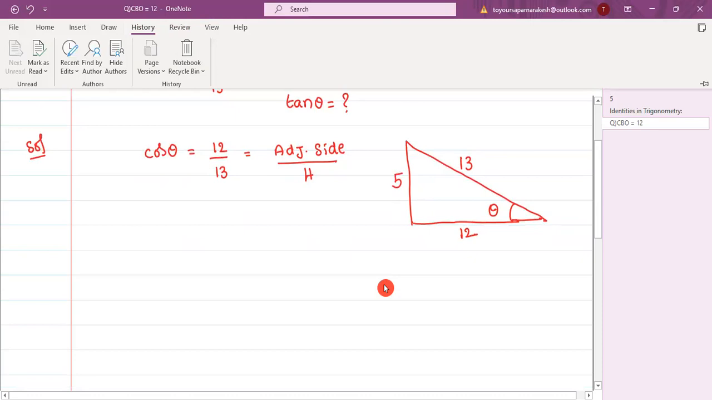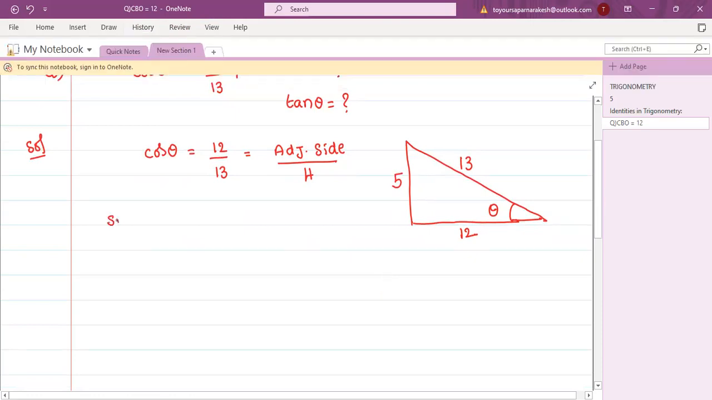So what is the first question? First, we have to find sin theta. Sin theta means length of the opposite side upon hypotenuse. So what is the opposite side length? You see the triangle, the length of the opposite side is 5 upon hypotenuse 13.